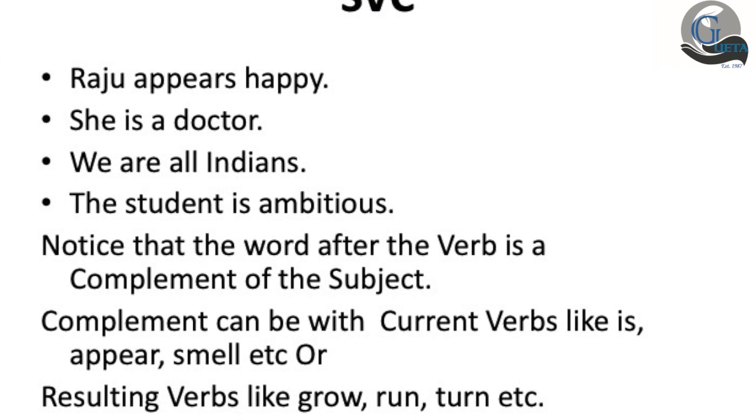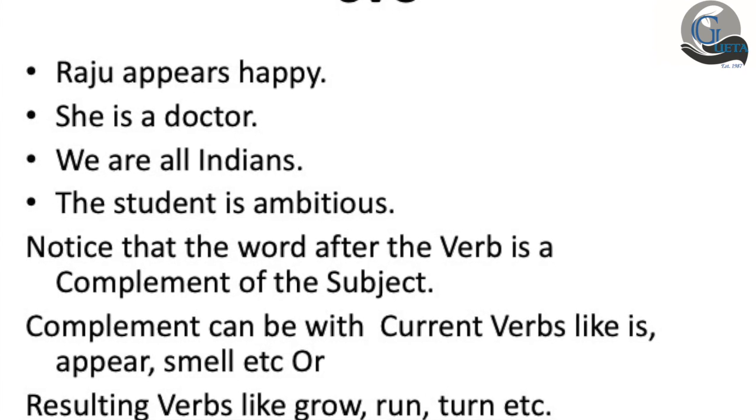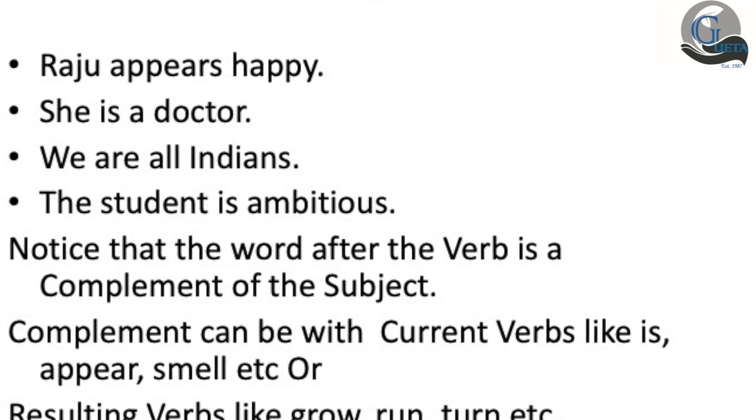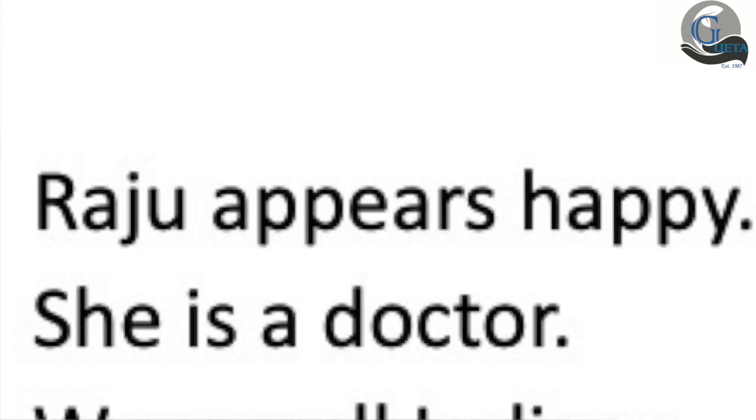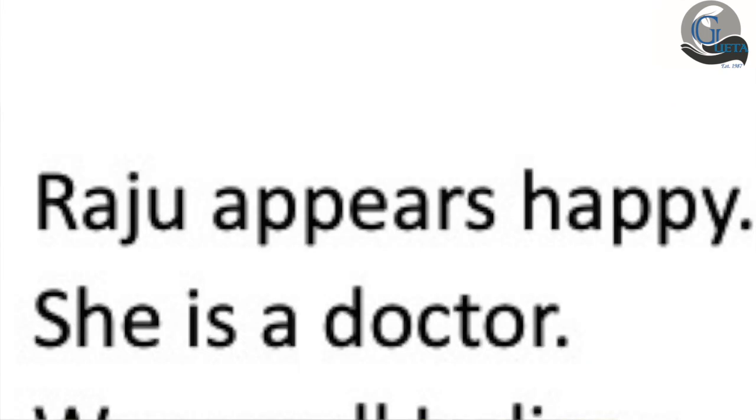Look at all these examples that I've given you, my dear students, and you would notice that there is a subject, she or we or I or Raju or whatever. It's followed by a verb, appears, is, are, etc. And then there is another word. If I take one example, Raju appears happy. Raju is the subject, appears is the verb. What is happy? We shouldn't jump to the conclusion that because it comes after the verb, it has to be the object. No. Because happy refers to Raju. Who is happy? Who appears happy? Raju appears happy.